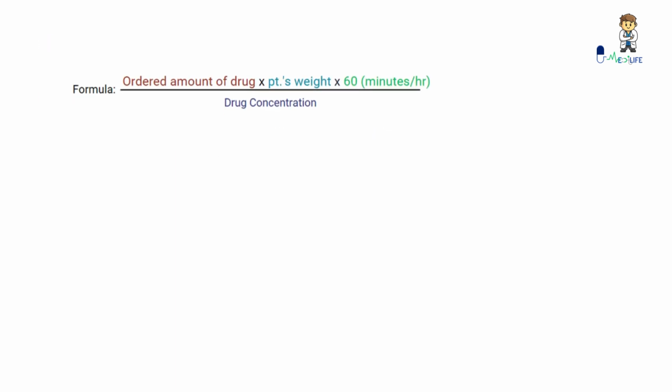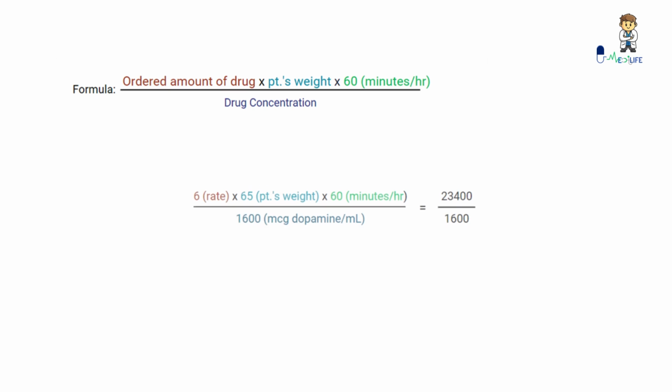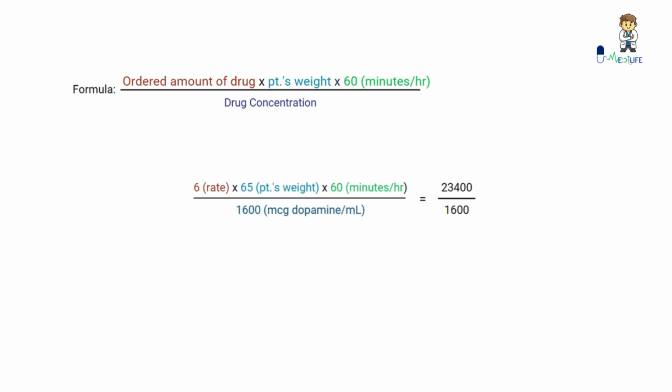Now, let's put the formula into action. Take the ordered amount of the drug, multiply it by the patient's weight, and then by 60, to convert minutes to hours. Divide the result by the calculated drug concentration to find the IV rate. This calculation gives you 14.6, which we round to 15. Therefore, set the IV rate at 15 milliliters per hour.